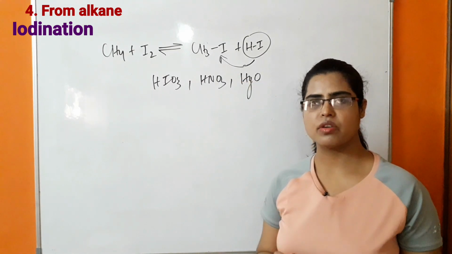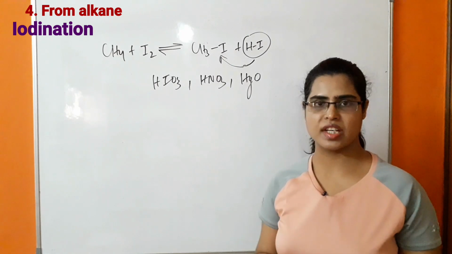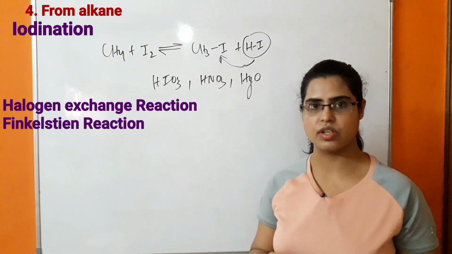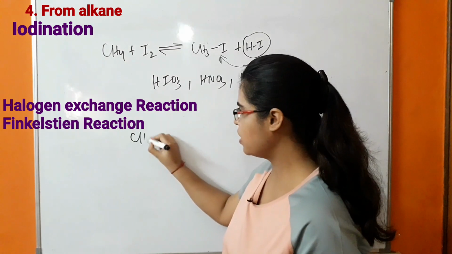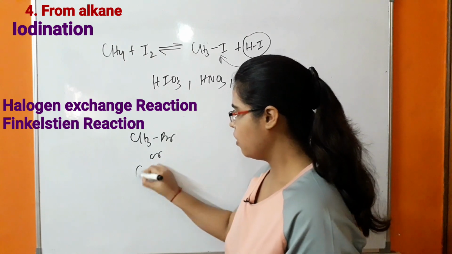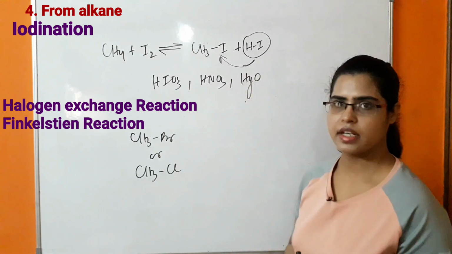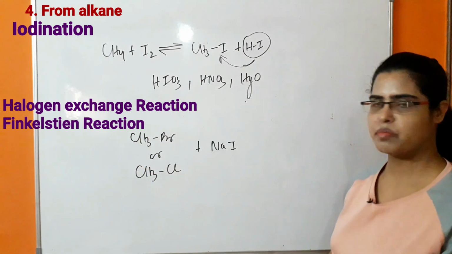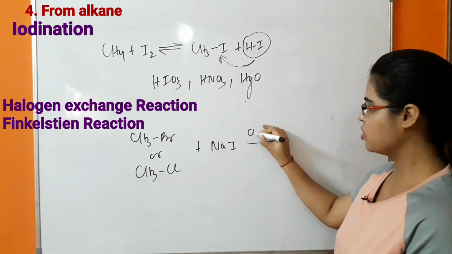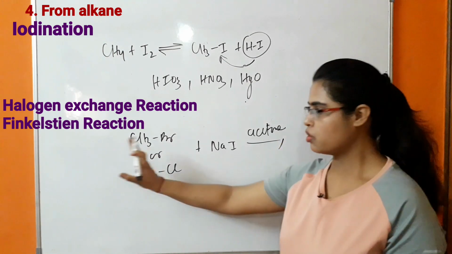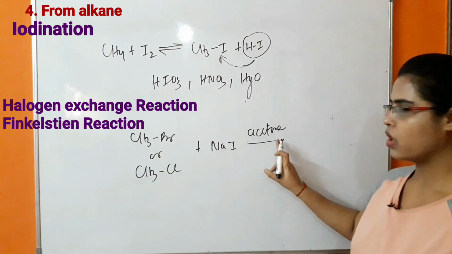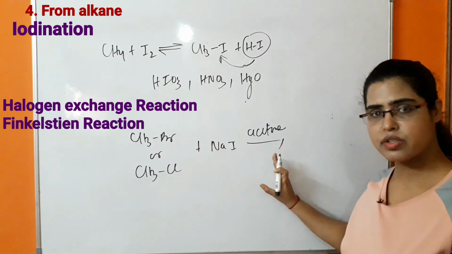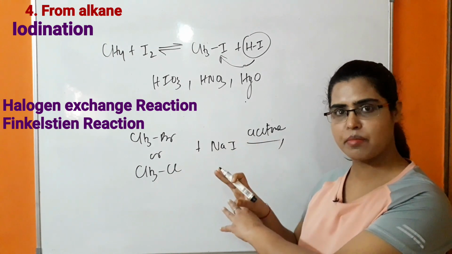Another method for the preparation of alkyl iodide is the halogen exchange method, and this is a named reaction. It is known as the Finkelstein reaction. So what is happening in this case? We take either alkyl bromide or alkyl chloride. The reaction of these alkyl halides takes place in the presence of sodium iodide dissolved in acetone. This non-polar compound is soluble in acetone. Similarly, sodium iodide is also soluble in acetone. Because of that, a reaction takes place.